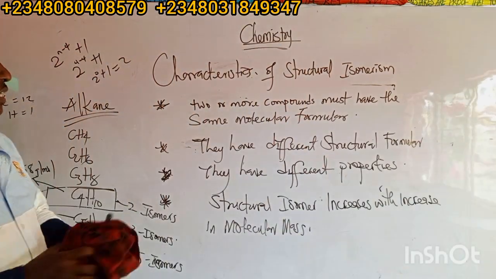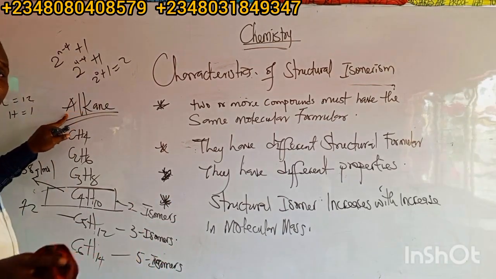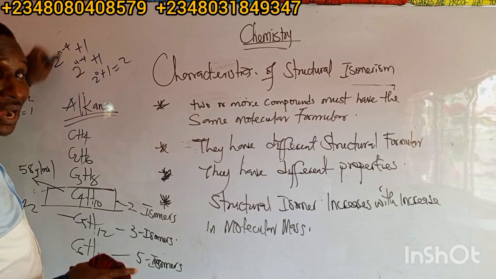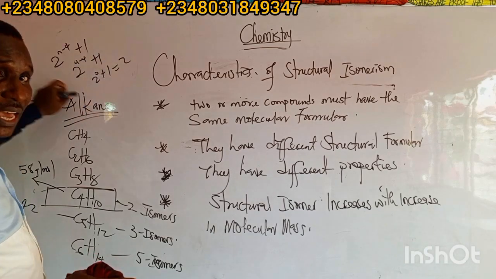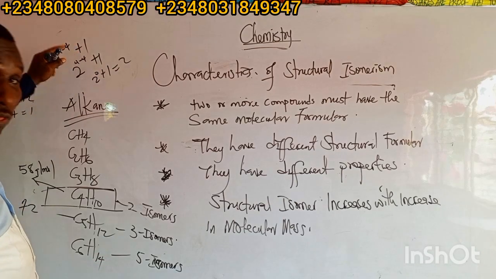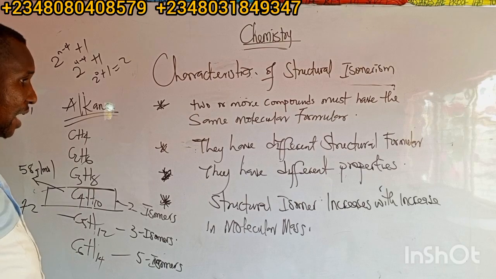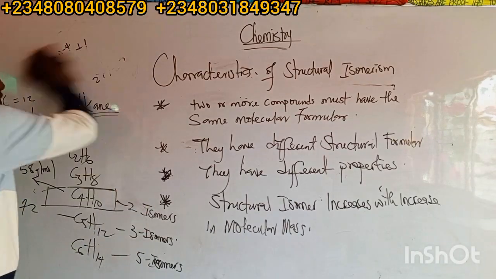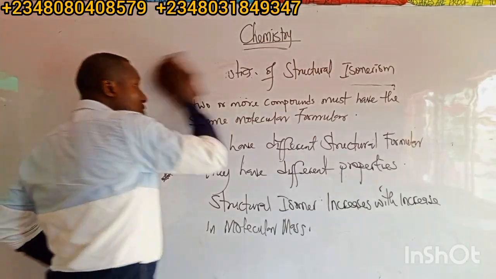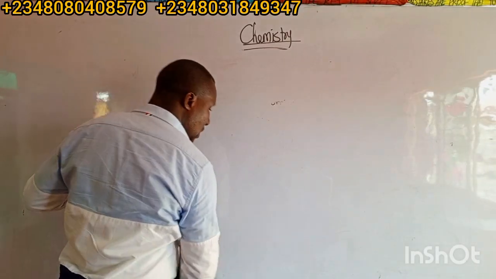Then let us move toward each of the types of structural isomer. When we get to the chemistry of alkane, I will still teach you how to use this formula to get the number of isomers. Or before I finish this class, don't worry, I will do that for alkane, and alkyne if time permits. But if not, when we get to alkane, I will give you the one for alkane, the one for alkene, the one for alkyne. Please let's move. Let's go to each of the types of structural isomers.